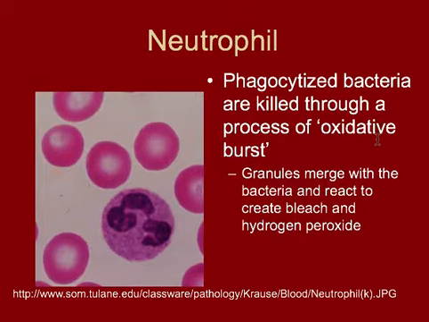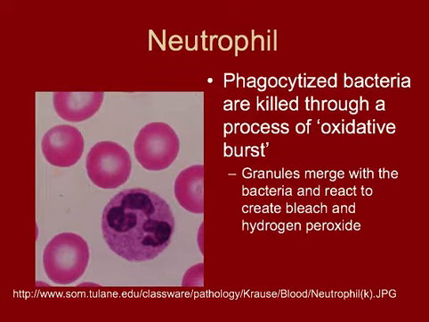Once those bacteria are inside, the neutrophil will kill the bacteria through a process called oxidative burst. Some of the granules in the neutrophil have chemicals in them that create bleach and hydrogen peroxide. These are two things that are very caustic, and we know of them as cleaning agents. Both of them, when they react together with the bacteria, will work to kill the bacteria. So it's a very effective way of fighting a bacterial infection.